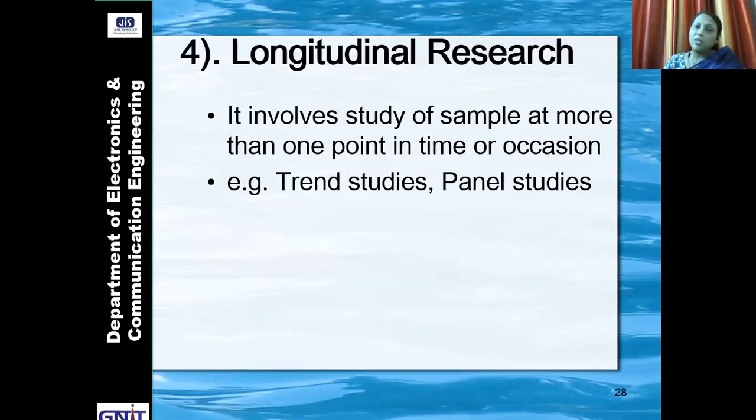Now the term longitudinal research. Longitudinal research involves study of a sample at more than one point of time or occasion. So again I repeat, it is the study of a sample, because you are collecting the data for the time being, say. Now after 1 month, you are again collecting the data. You can make a comparative study whether these two data are the same or not. This type of research is called longitudinal research. That is trend studies, panel studies.